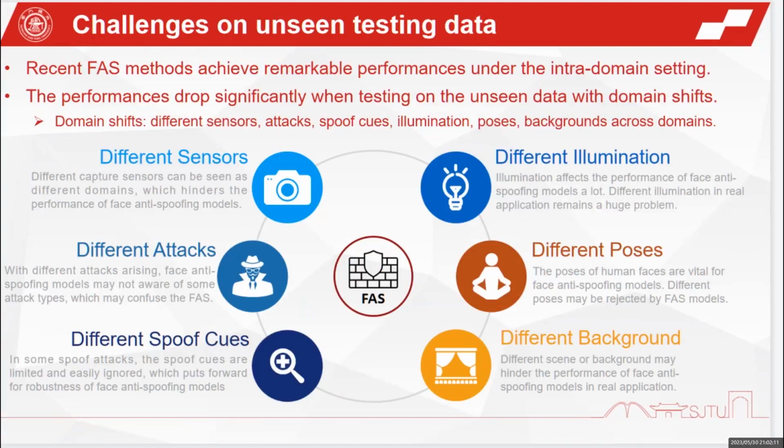Although many recent FAS methods have achieved remarkable performance under the intra-domain setting, their performance will drop significantly when encountering unseen data in the real world from different distributions. This is mainly due to the domain shifts between the training data and unseen testing data, such as sensor, illumination, attacks, spoof cues, background, and so on. Hence, recent methods delve into domain generalization techniques to solve the above challenges.